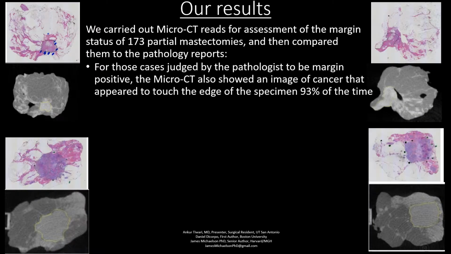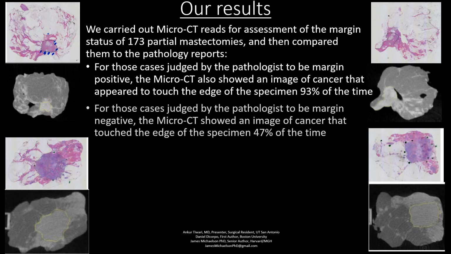For cases judged by the pathologist to be margin positive, the micro-CT also showed an image of cancer that appeared to touch the edge of the specimen 93% of the time. For those cases judged by the pathologist to be margin negative, the micro-CT showed an image of cancer that touched the edge of the specimen 47% of the time.